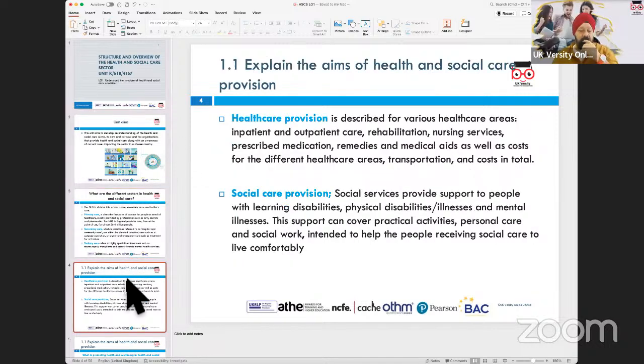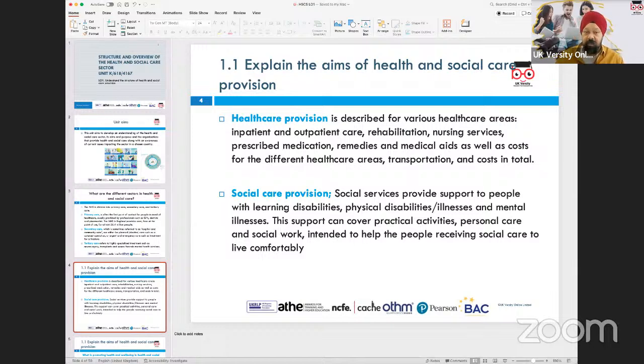Now let's go across to some of the assessment criteria, because what we are looking at in this case is to understand what is the structure of the health and social care sector in the UK. And then what we are looking at is the types of care and what are the various organizations which are involved in providing this care at the national level, at the regional level, and at the local level.